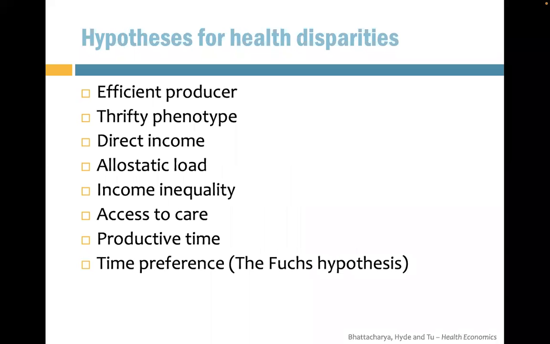There's efficient producer, thrifty phenotype, direct income, allostatic load, income inequality, access to care, productive time, and time preference. The last one even has a name. It's called the Fuchs hypothesis. So let's look at them one by one. The first one is efficient producer.